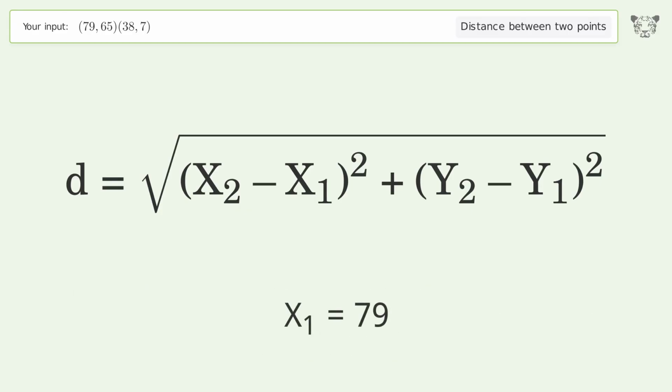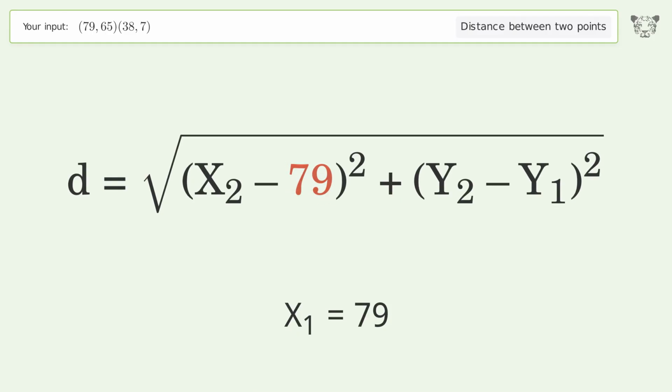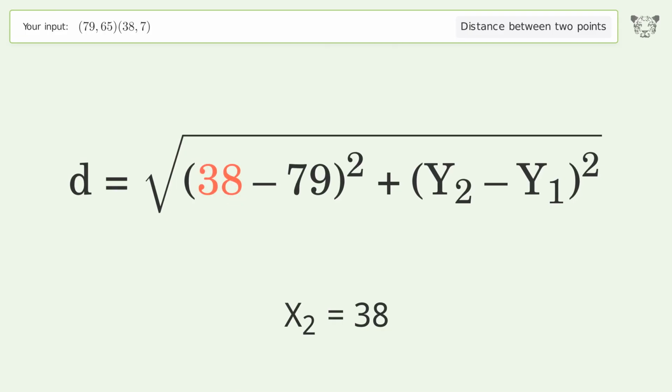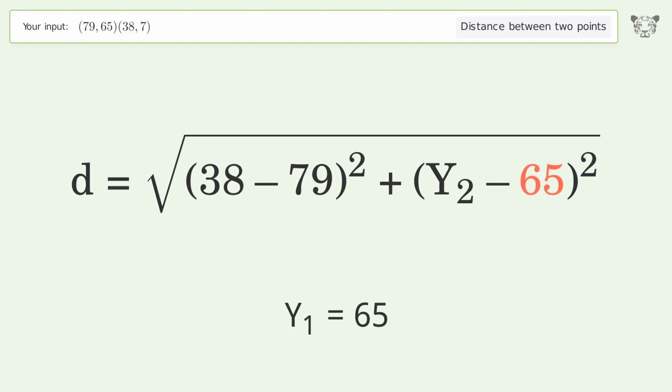x1 equals 79. x2 equals 38. y1 equals 65. y2 equals 7.